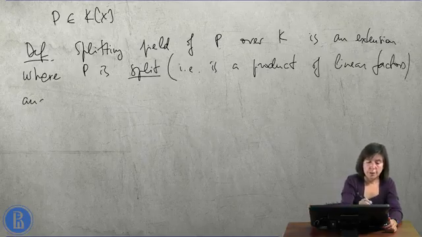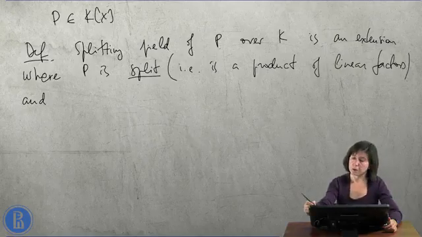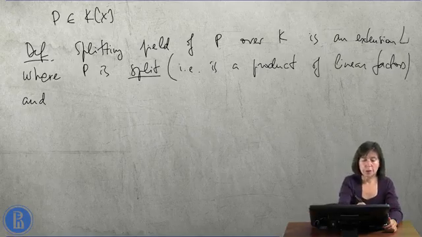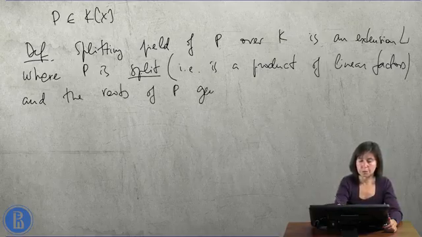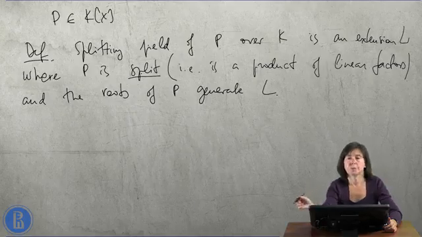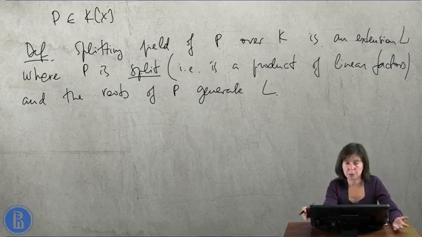And, well, let me give it a name, L, and the roots of P generate L. So let's say it's the smallest field extension where P is split.